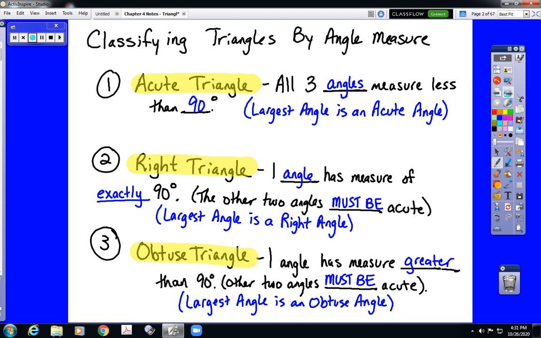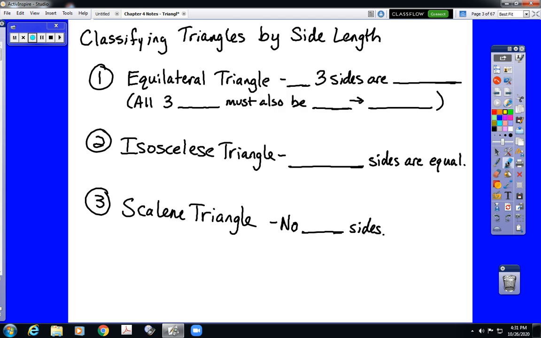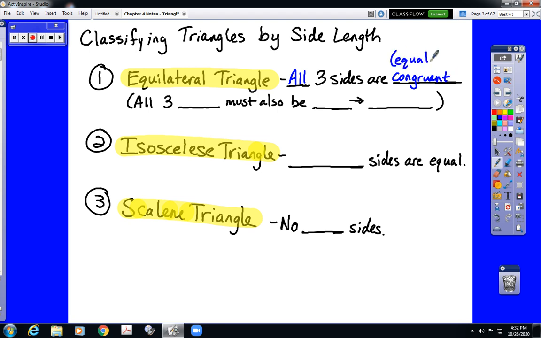Okay, then when it comes to side length, again, there are three options. We have equilateral triangles, isosceles triangles, and scalene triangles. Okay? An equilateral triangle is a triangle where all three side lengths are congruent. Remember, we could just as easily have said equal or equal length. Okay, all three sides are the same length.